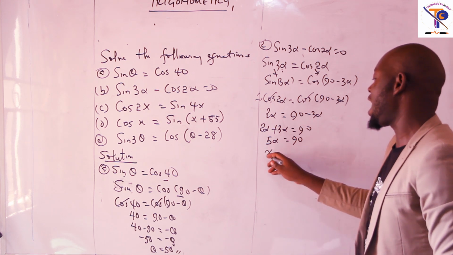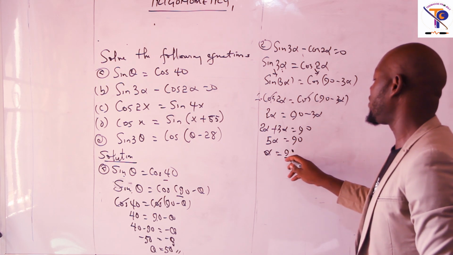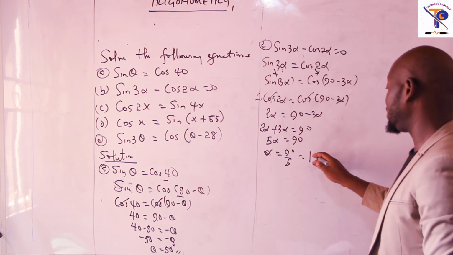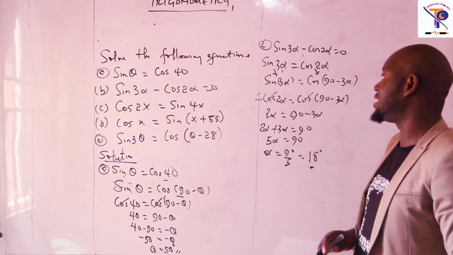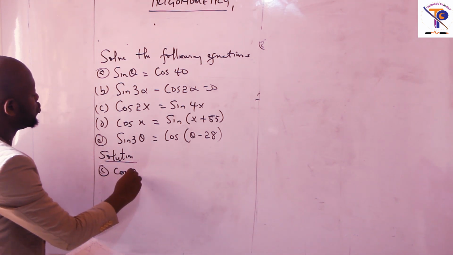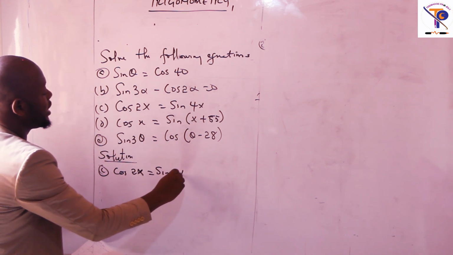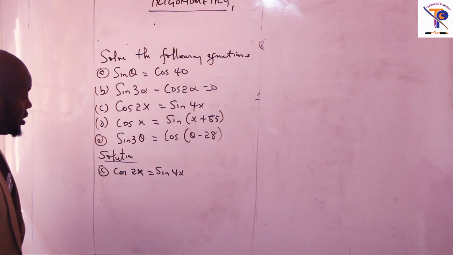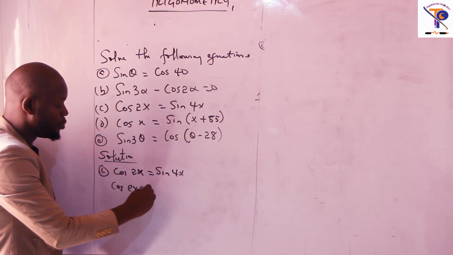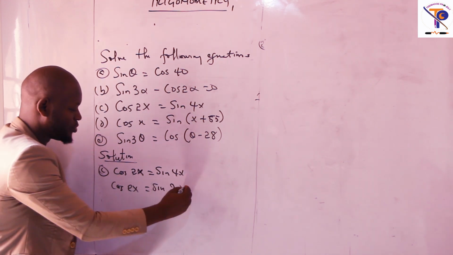If I divide both sides by 5, I will have 90 over 5. 5 in 9, that is 1. The 4 in 40, that is 18 degrees. So my alpha is 18 degrees. See now, we have cos 2x is equal to sine 4x. It is already known that cos of 2x will be equal to what? Sine of 90 minus 2x.